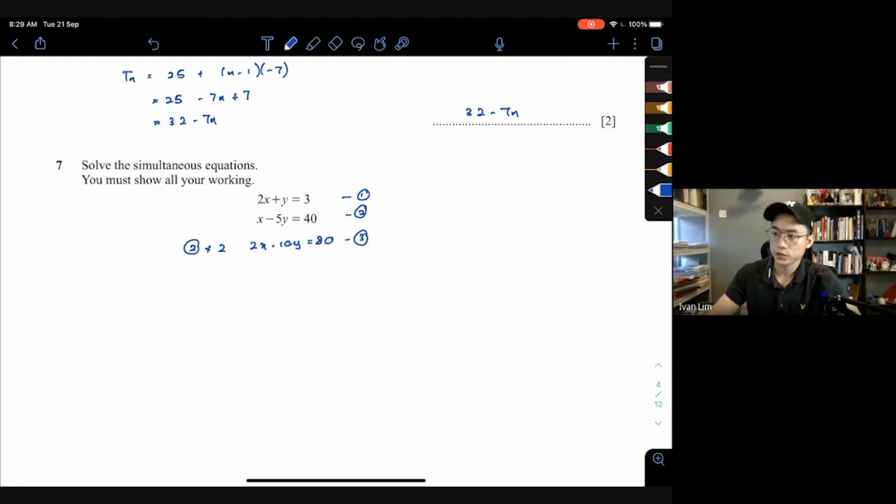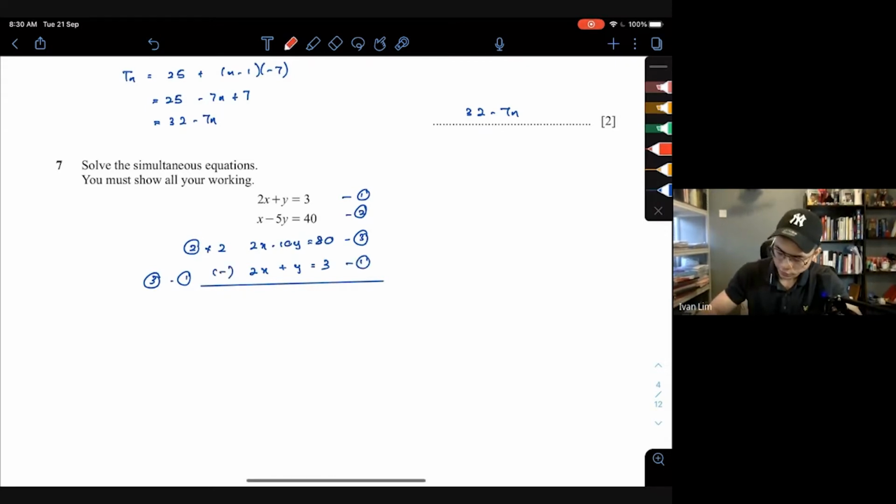Why do I multiply by 2? Because I want to eliminate 2x. If you use substitution, it's totally fine. So equation 3 minus equation 1. Let me write equation 1 here so it's easy for me to see. I want to minus it off. This and this will cancel off. So minus 10y minus y will be minus 11y. Then this will be 77. Divide it, you get y equals -7.